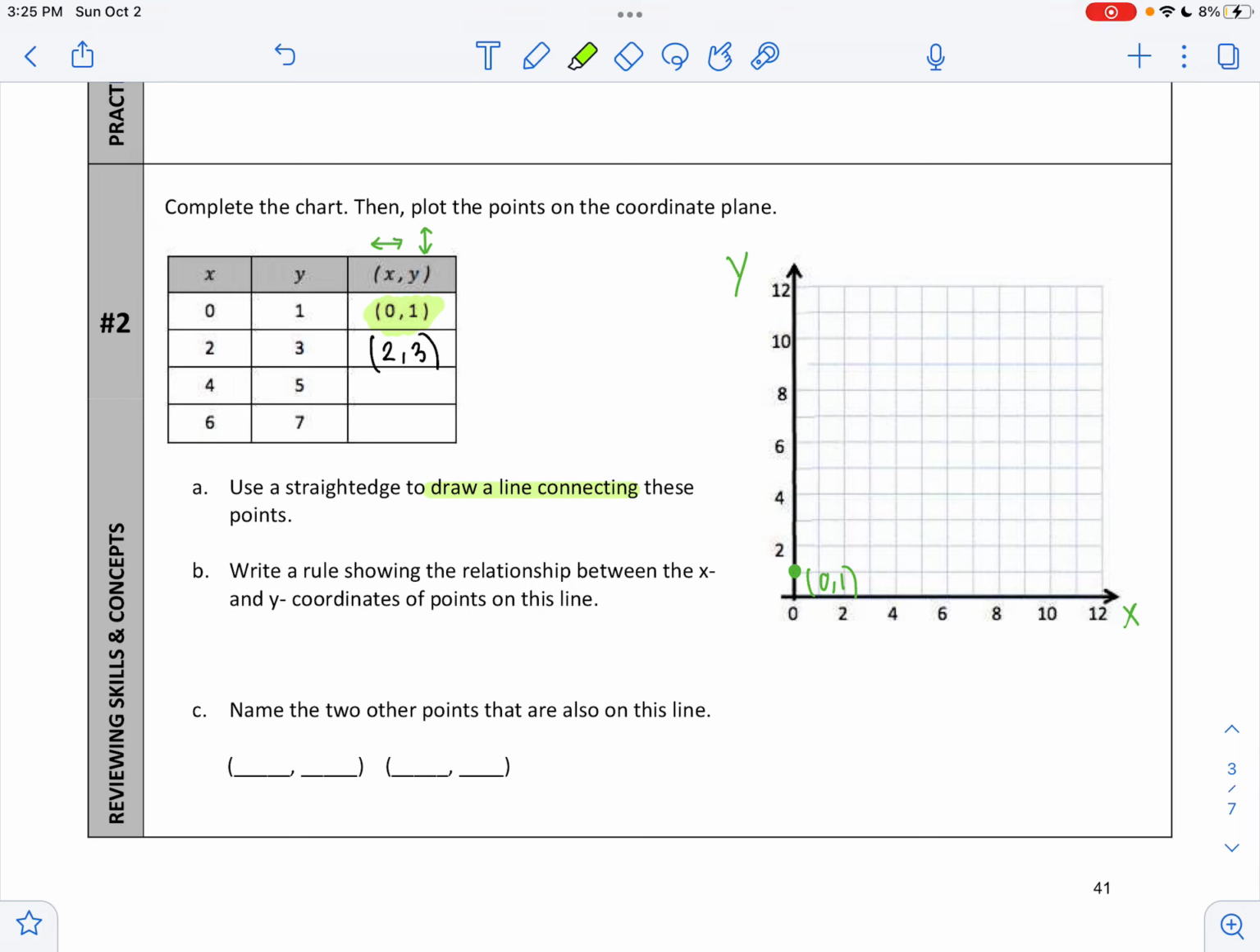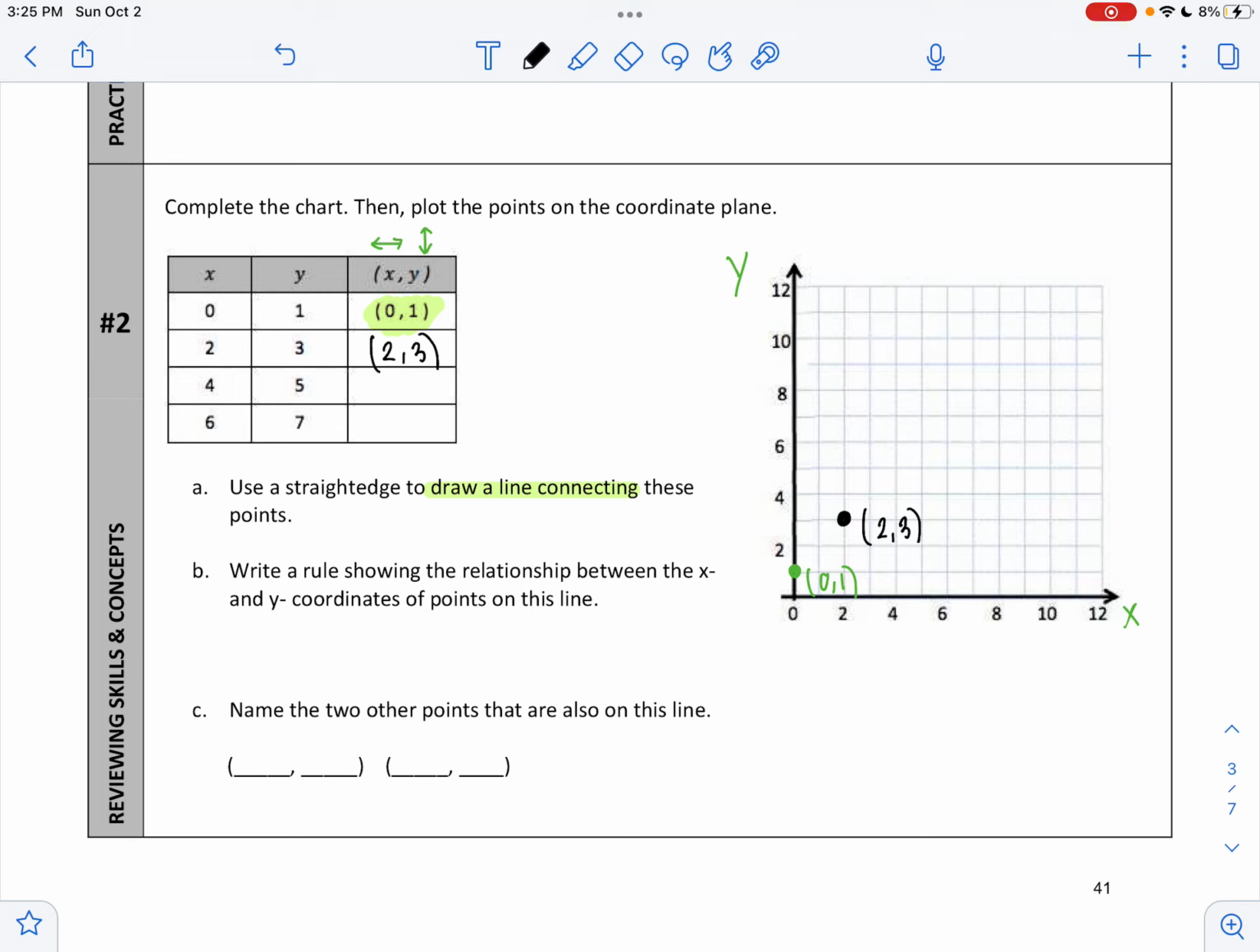At this point, you should have plotted the points. The next point, 2, 3, would look something like this. Over 2, up 3, and you'd have a dot right here. B asks you to write a rule showing the relationship between the x and y coordinates of the points on this line. In other words, how can we tell what y is going to be if we know what x is? You can show me using an equation or by writing a sentence.